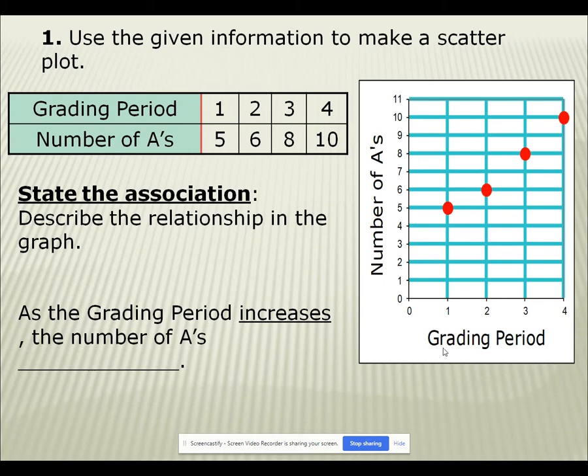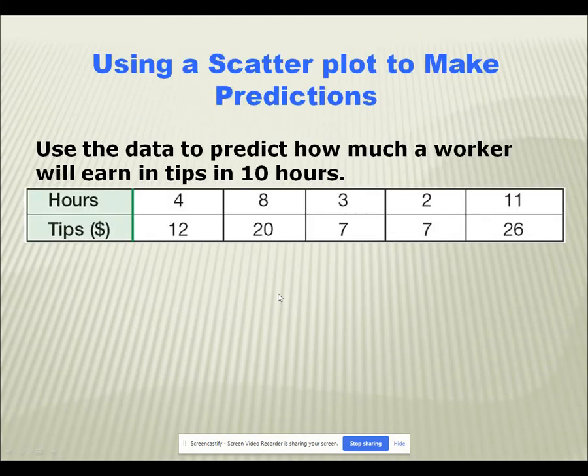So as the grading period increases, because we're going left to right, the number of A's are doing what? Are the dots going up or down? They're going up. So as the grading period increases, the number of A's does what? It also increases. All right, so that's how you would have to be able to look at it. If the dots were going down, you would say as the grading period increases, the number of A's decrease. So it just depends on what's going on in the graph.